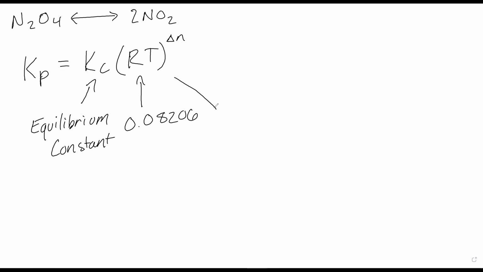T represents, oh wait, here, let me start doing these in separate colors for you guys. T is your temperature, always in Kelvin. She'll usually give it to you in Kelvin, but if she gives it to you in Celsius, you need to convert it.